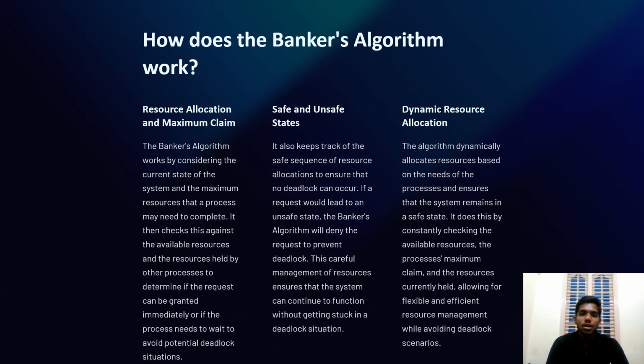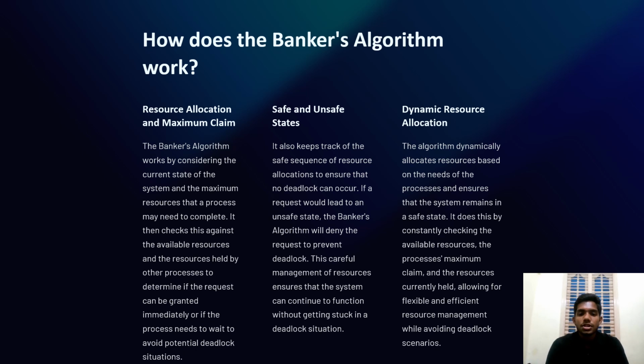How does the Banker's algorithm work? Resource allocation and maximum claim. The Banker's algorithm works by considering the current state of the system and the maximum resources that a process may need to complete. It then checks against the available resources and the resources held by other processes to determine if the request can be granted immediately or if the process needs to wait to avoid potential deadlock situations.